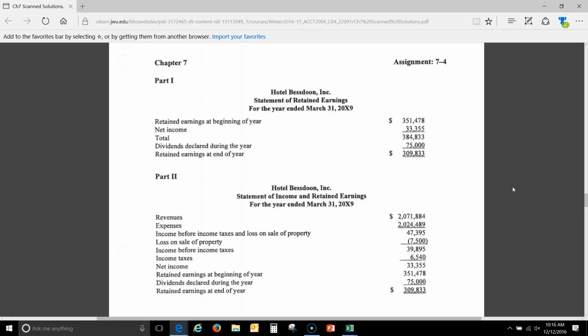Subtract dividends declared. I just can't even say that enough. And somebody's going to do it. Somebody's going to subtract dividends paid, or somebody's going to subtract dividends payable. Don't do it. It's dividends declared that we subtract from the retained earnings statement, okay? And then you can see, here's a combined statement of retained earnings and income statement. So okay, all you do is just take revenues minus expenses, minus the loss, minus the income tax to go ahead and calculate the net income there.